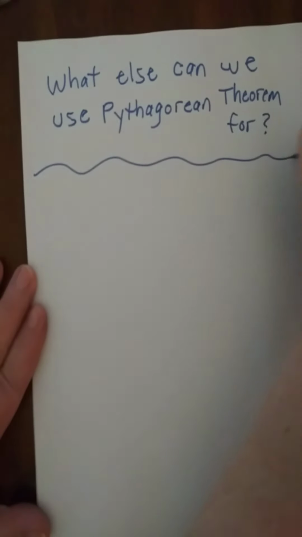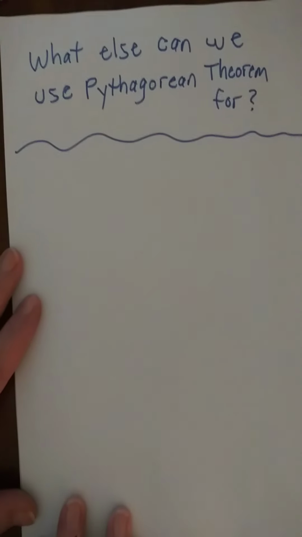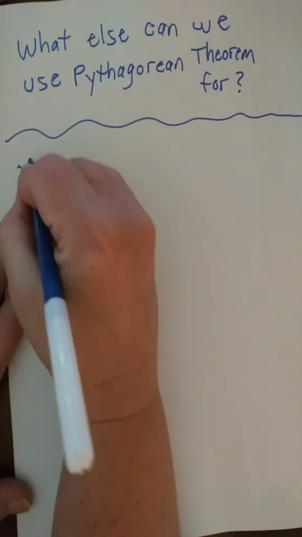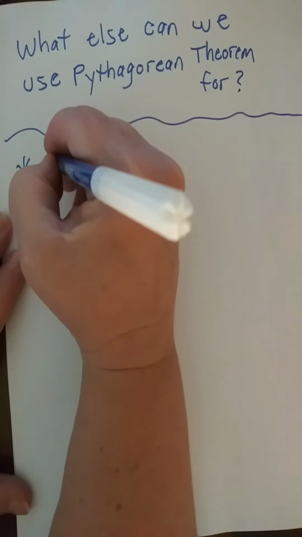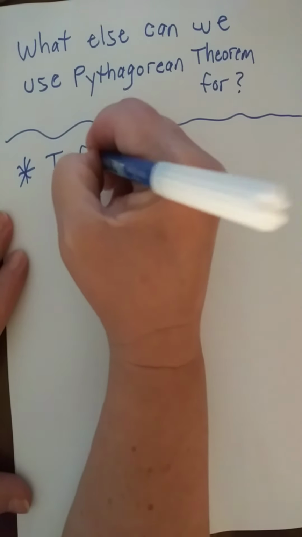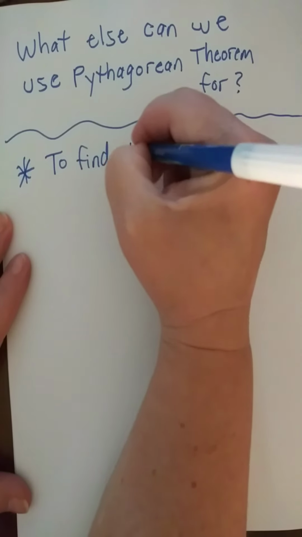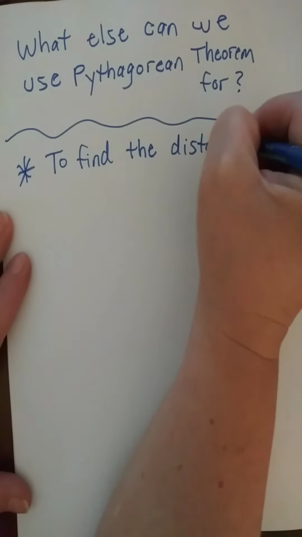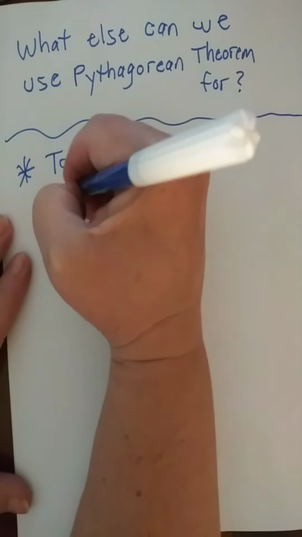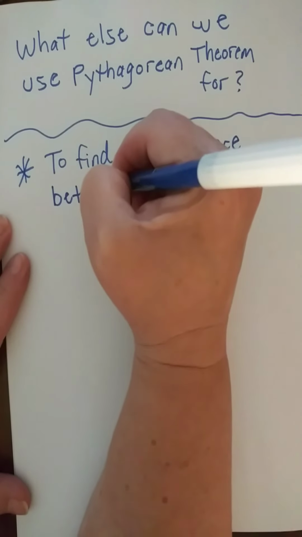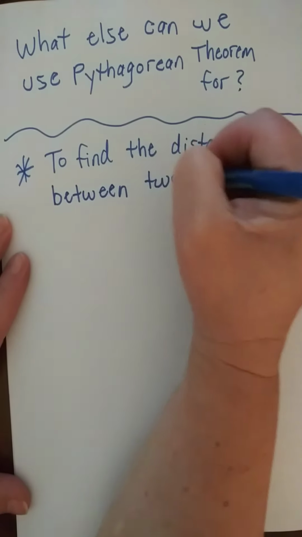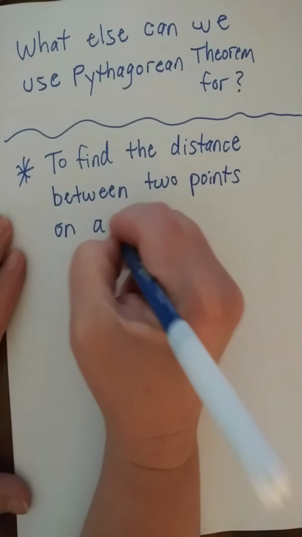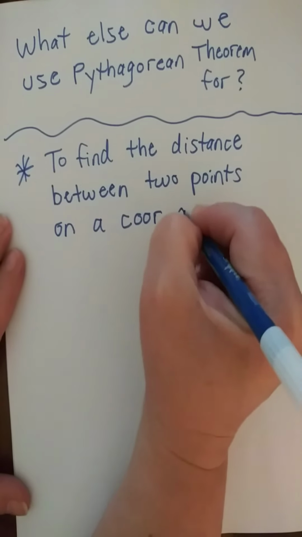Okay, so that's our notes today. And basically, we're going to be looking at the distance between 2 points. Okay, so today we use the Pythagorean theorem to find the distance between 2 points on a coordinate grid.